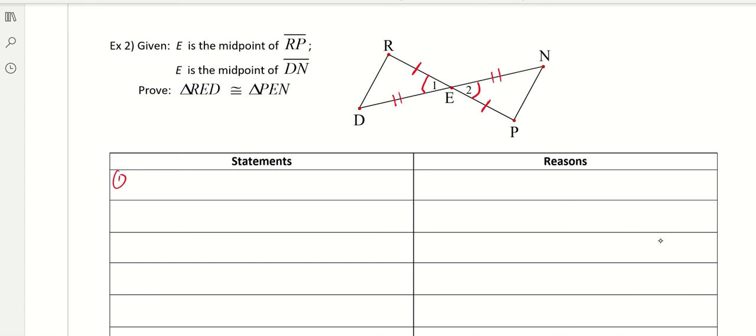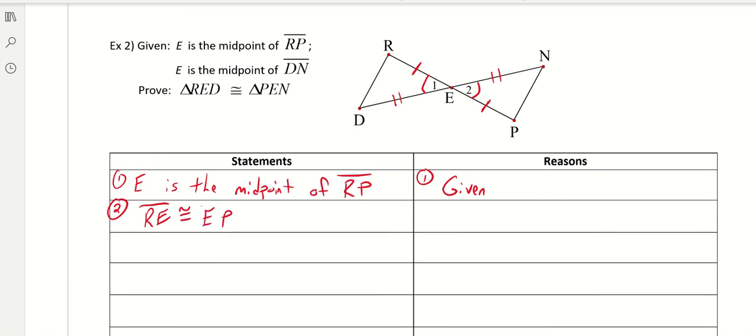Okay. First, our given information. E is the midpoint of RP. How did we know that? It was given. Now, if you want to write all the given information first, that is okay. I'm not going to do that because there's a conclusion we are drawing from E is the midpoint of RP. That conclusion we are drawing is that RE is congruent to EP. Okay. How did we know that RE is congruent to EP? That is the definition of midpoint.